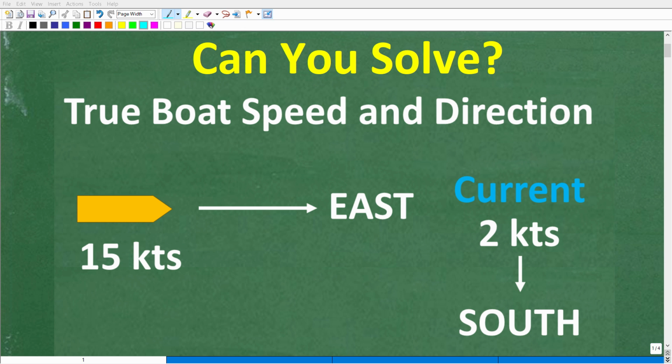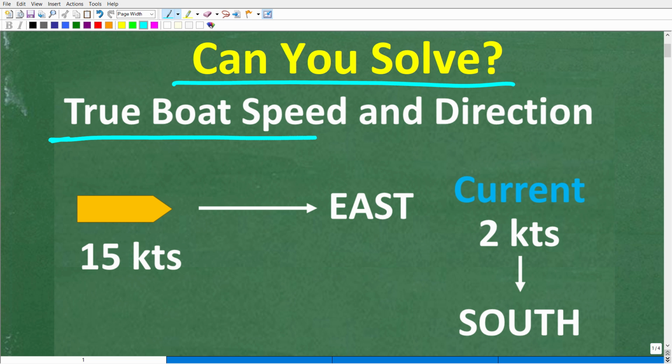Okay, so if you can solve this math problem, you definitely have strong math skills. Let's take a look at the problem. We want to determine the boat's true speed and direction. So we're looking for true boat speed and direction.